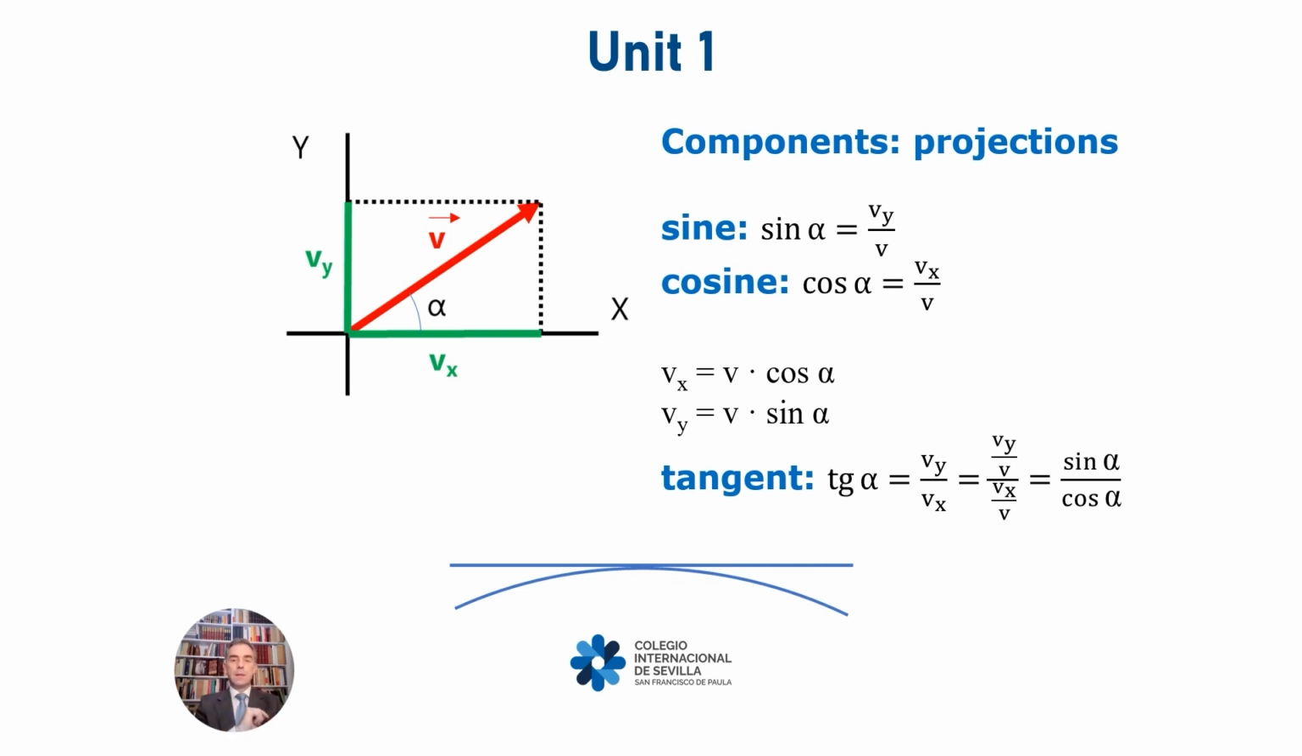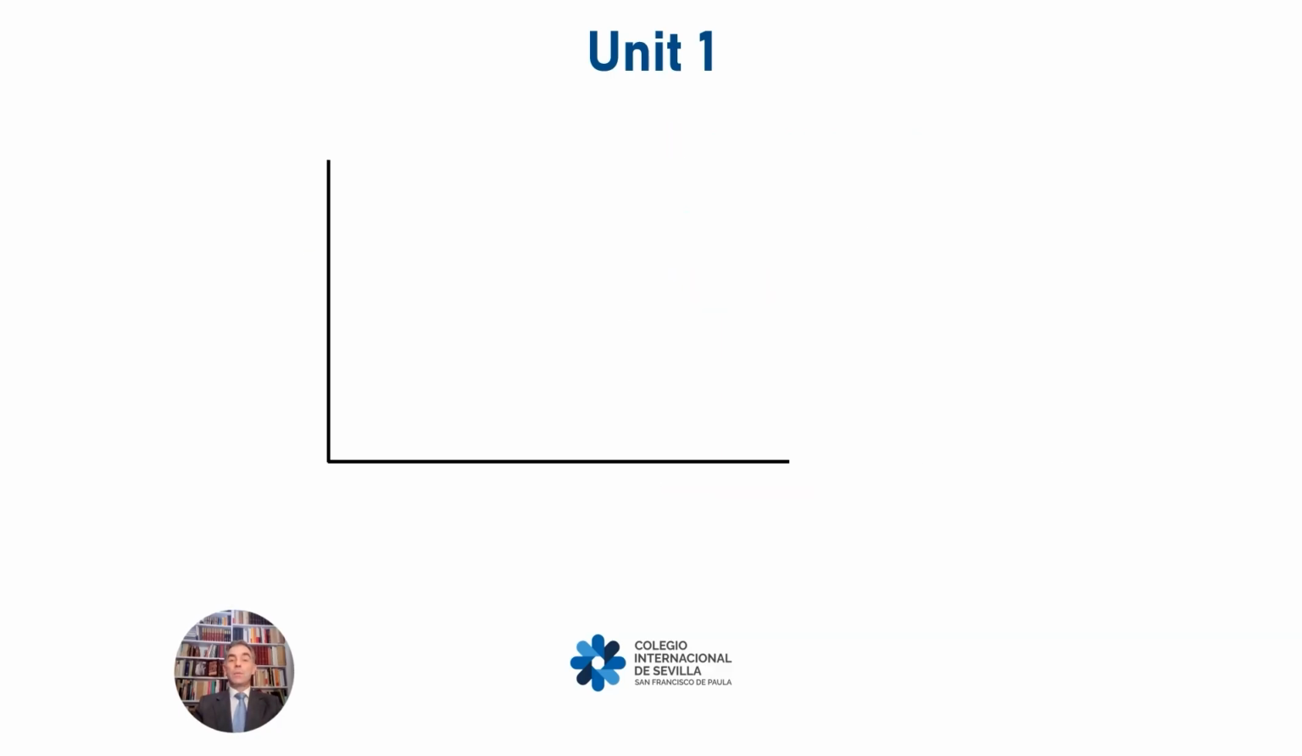Let's see it with an animation. So we have a reference system, or two axes, and we're going to produce a water jet, which more or less will move like that. It will create a parabola. Let's analyze step by step what we have.